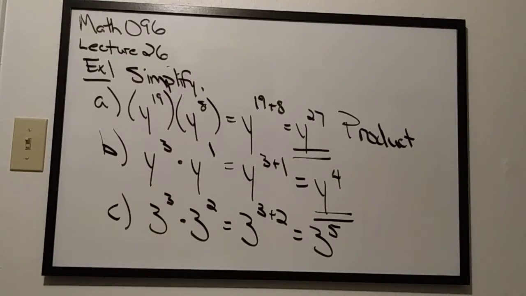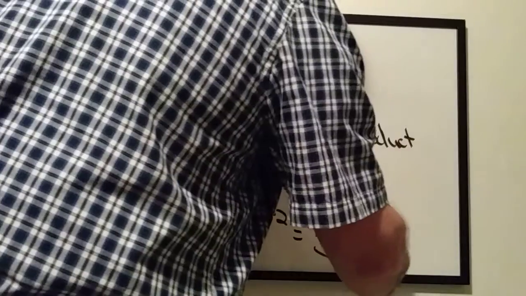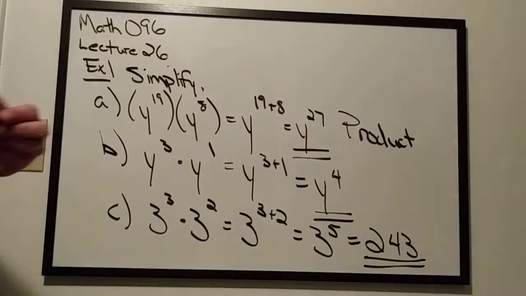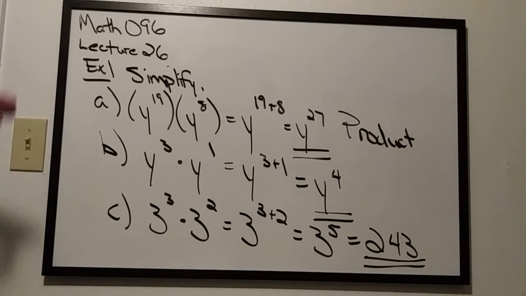Either way, you're going to find that this is the number 243. So that would be your final answer for a problem like that. 3 to the 3rd times 3 to the 2nd is the number 243.